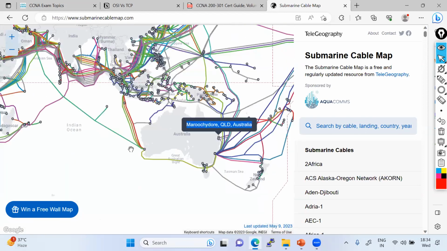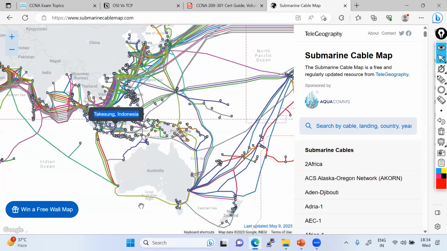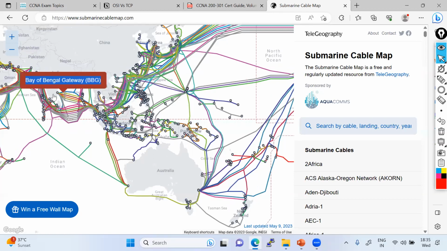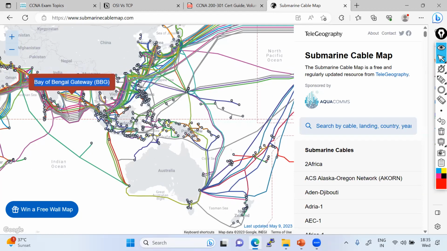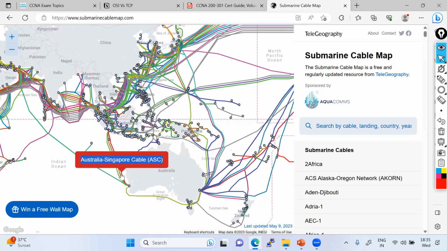This is Australia, right? In Australia, we can see a single cable connected between these two companies, Indigo Central and Sydney Point. India has a lot of cables. You can see the Bay of Bengal has cables. This cable is going somewhere, I don't know where. Australia to Singapore, a lot of cables are there.